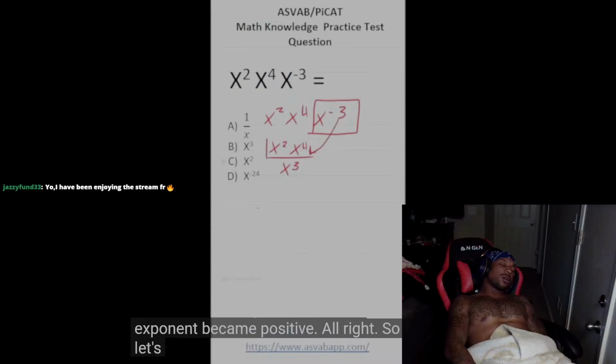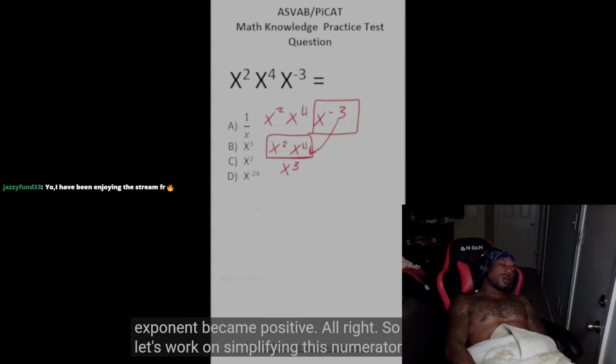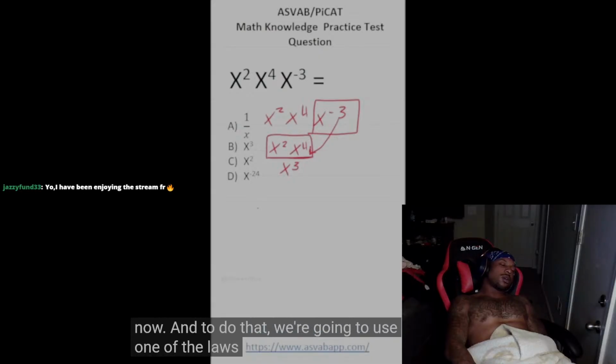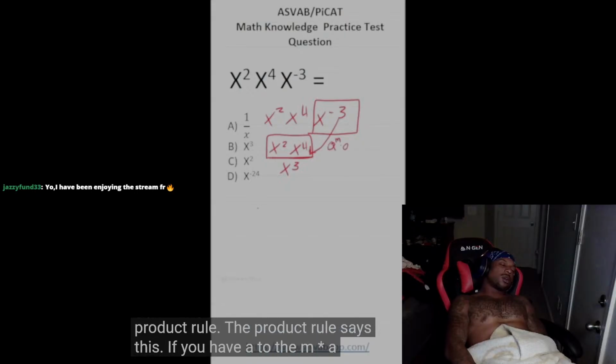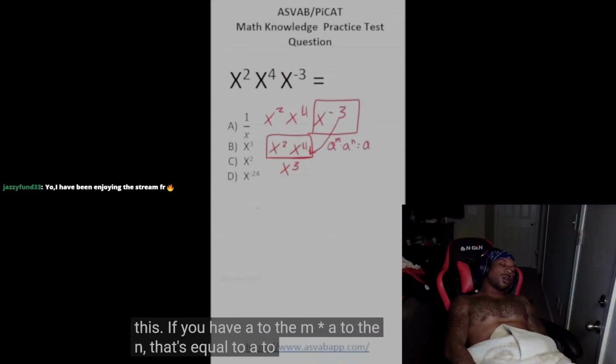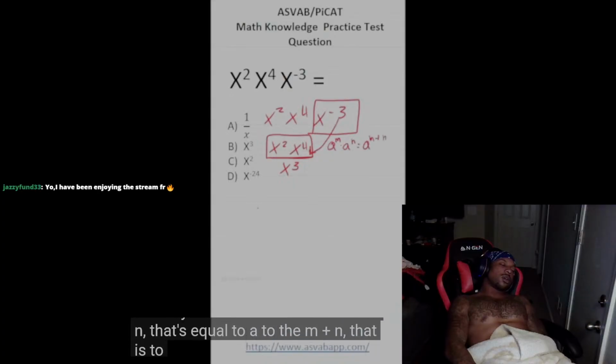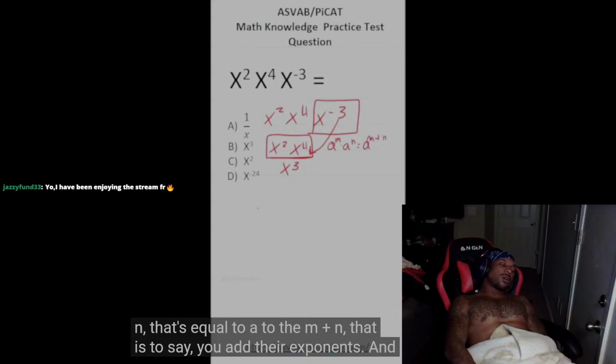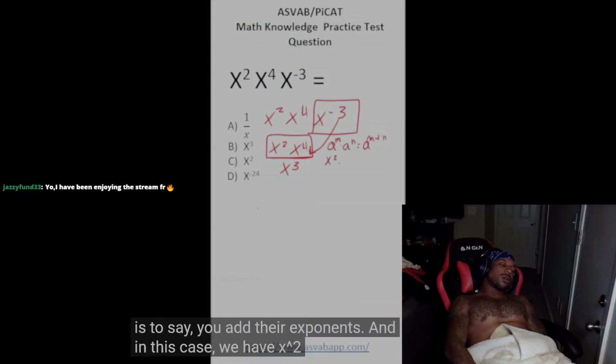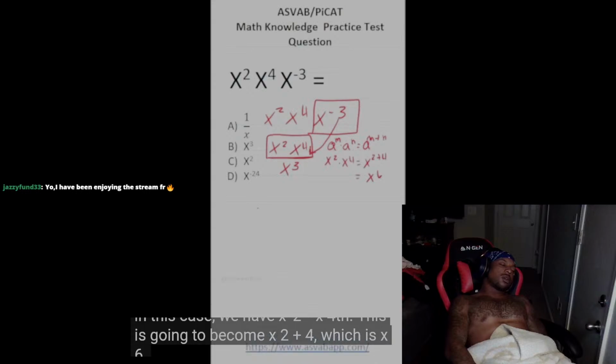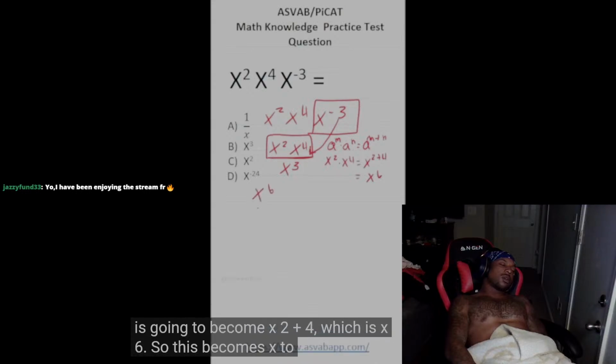All right, so let's work on simplifying this numerator now. To do that, we're going to use one of the laws of exponents called the product rule. The product rule says this: if you have a to the m times a to the n, that's equal to a to the m plus n. That is to say, you add their exponents. In this case, we have x squared times x to the fourth. This is going to become x to the 2 plus 4, which is x to the 6th. So this becomes x to the 6th over x to the third.